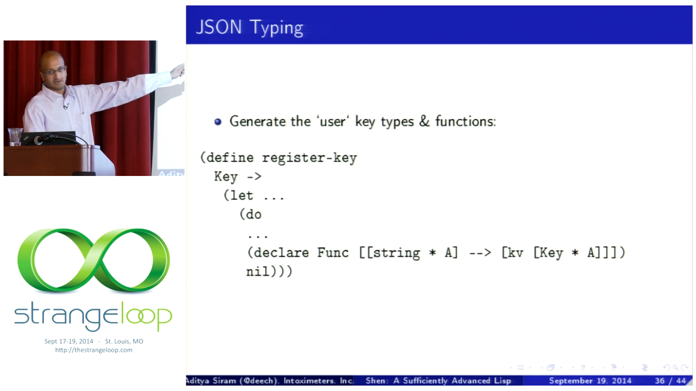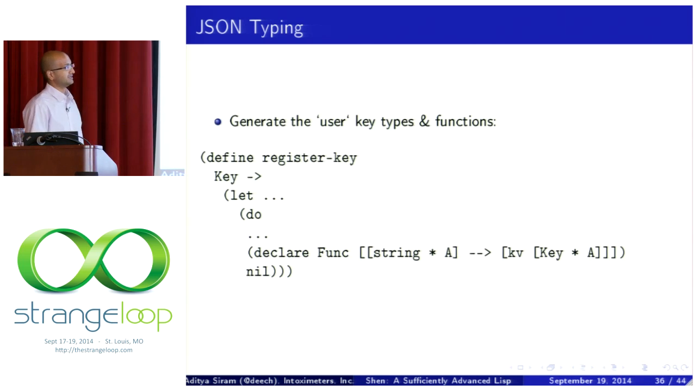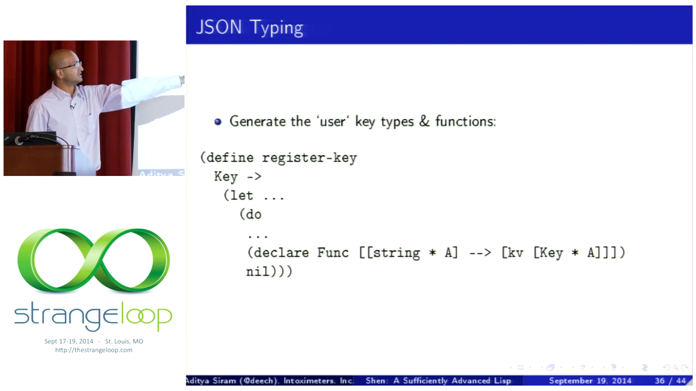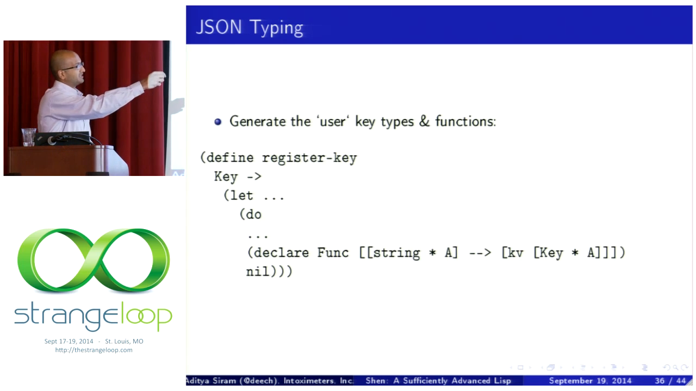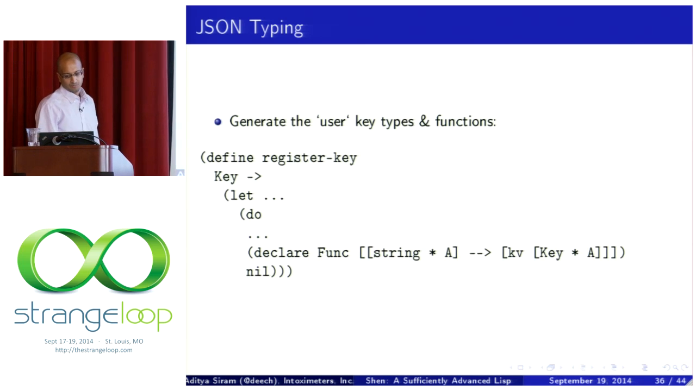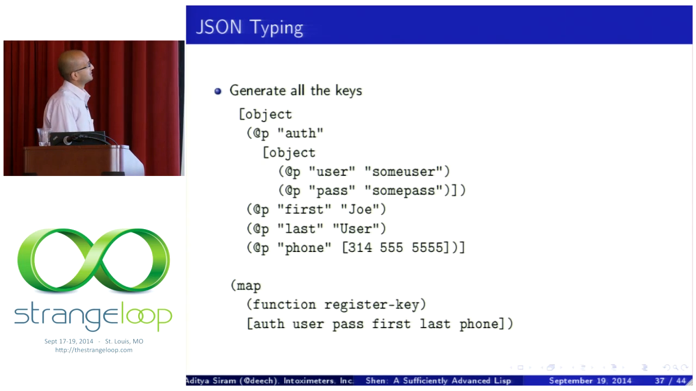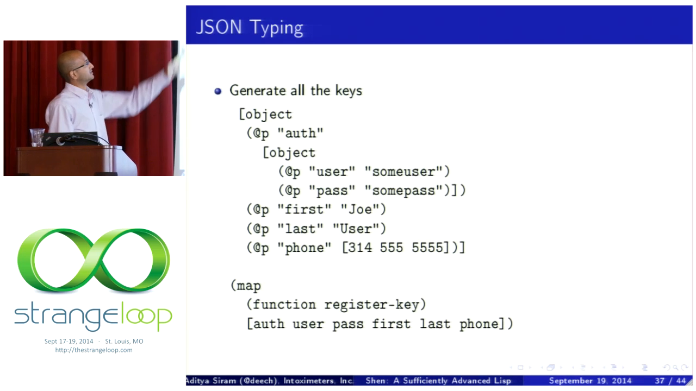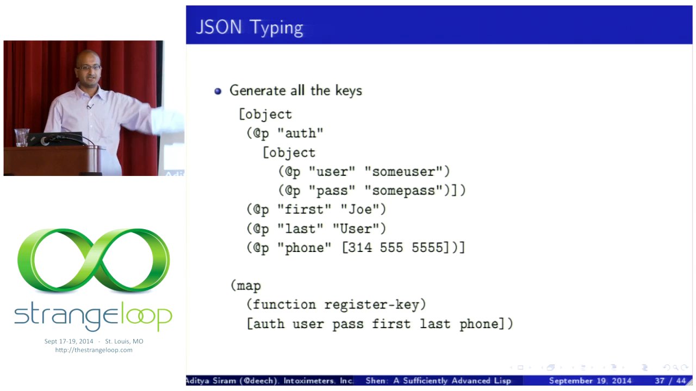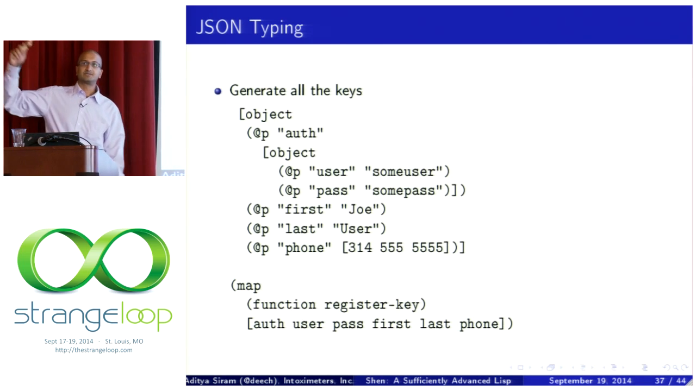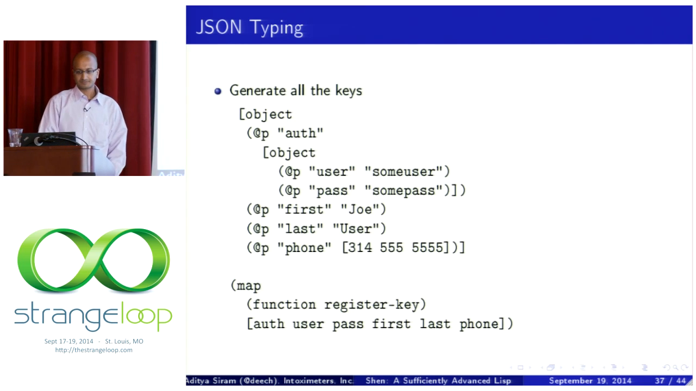And finally, we declare, using that declaration that we used before, that this function we're making is of type string star A going to KV and whatever key that is, star A. So at this point, when we run through these functions, take the original object we were trying to type check up there, and here we have a whitelist of keys: auth, user, pass, first, last, and phone. We map them all through register key, which then goes ahead and generates those data types and those functions for each one of those keys.